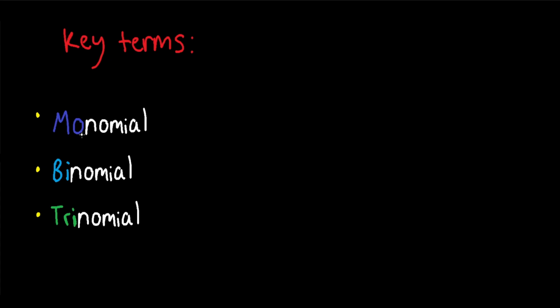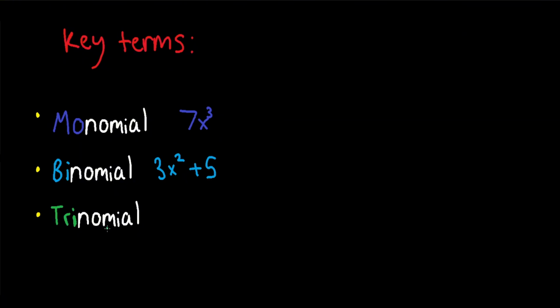Next, we need to get some key terms out of the way. A monomial is a polynomial that consists of exactly one term. So for example, 7x to the power of 3. And this is one term. And a binomial is a polynomial with two terms. So for example, 3x squared plus 5.